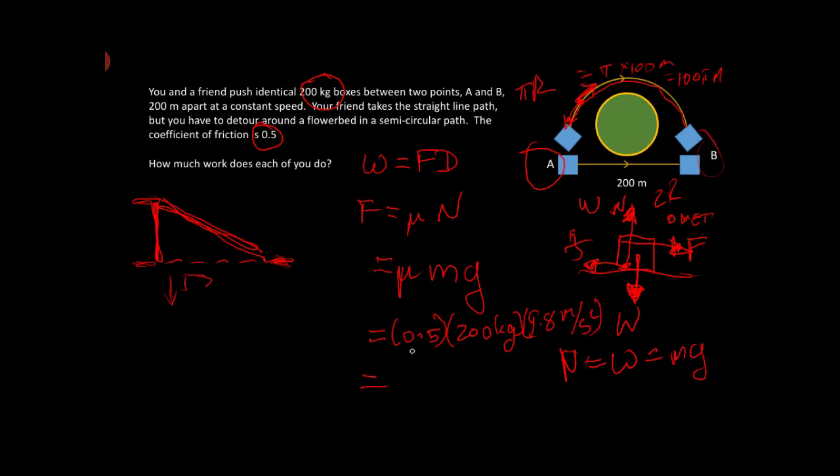All right, so let's see. We have 0.5 times 200. That's 100 kilograms times 9.8 meters per second squared. So 100 times 9.8 is 980. And kilograms times meters per second squared are newtons. Okay, so that's the force F that we're going to use in this W equals F times d equation, this calculation of work.